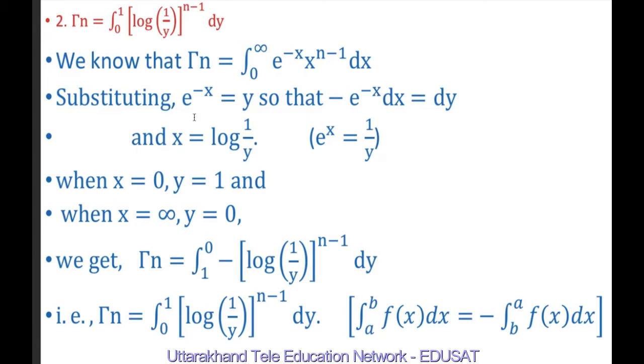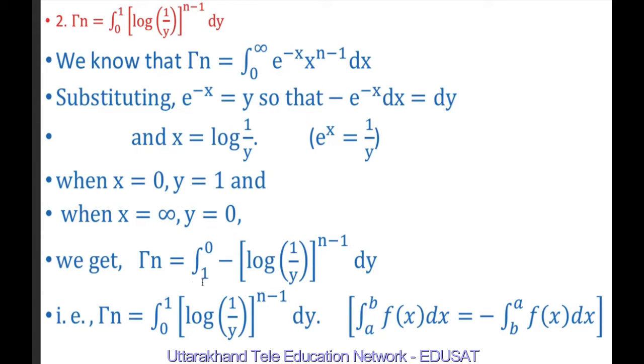If we substitute x equal to 0 here, it will be e raised to power 0, which means y is 1. If we substitute x equal to infinity, e raised to power minus infinity means 1 upon infinity, which is 0. So y is 0. So earlier the limits were from 0 to infinity, now the limits are from 1 to 0.